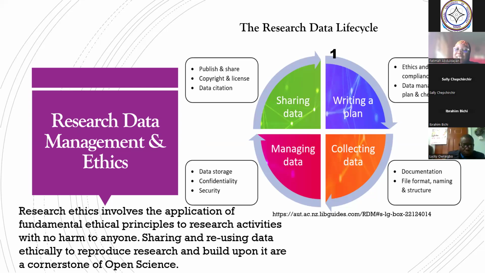Now, this is the life cycle. This is how it goes. The first thing you do in planning your data management is to write a plan, and that's the first step in the research data life cycle. In this first step, there are two things you have to remember: ethics and policy compliance. This is where ethics comes in. Research ethics involves the application of fundamental ethical principles to research activities and ensuring that there's no harm to anyone participating in your study.